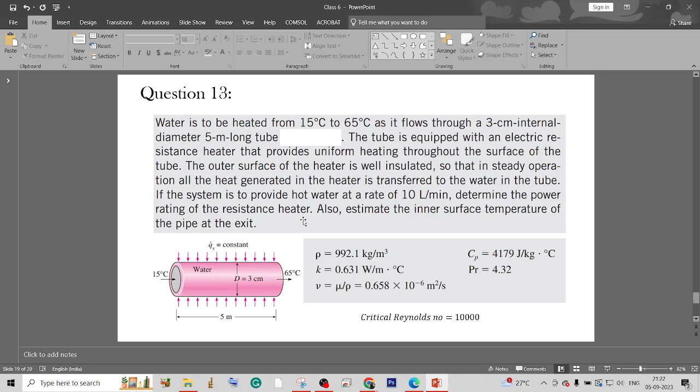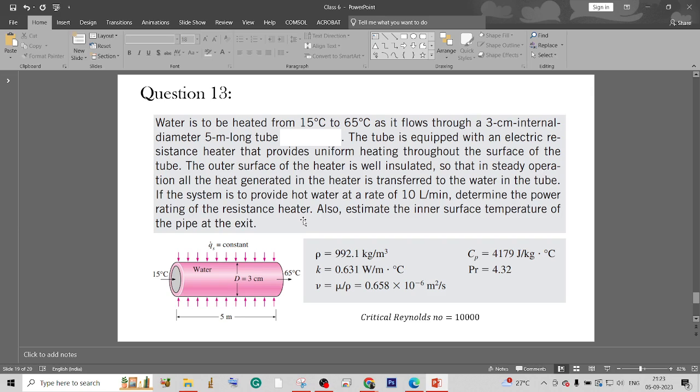Once we get the entry length, we can easily understand whether it is fully developed flow or not fully developed. In this question it will come as fully developed flow only. Then we'll use the Nusselt number for fully developed flow. Dittus-Boelter is for turbulent flow, but I am not saying whether it is turbulent or laminar. Based on that, you will use the corresponding equation.